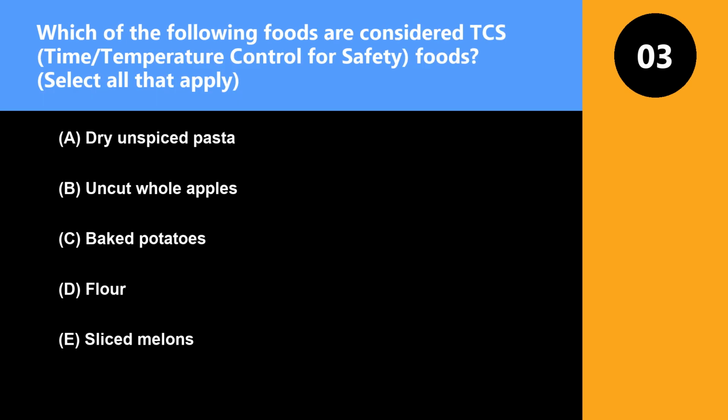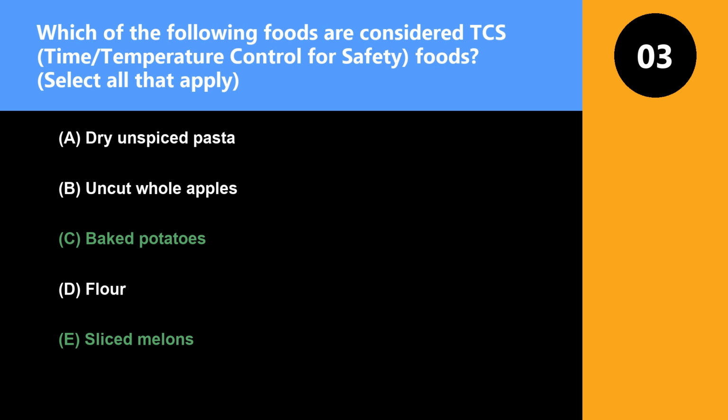Question 3. Which of the following foods are considered TCS, time/temperature control for safety, foods? Option A. Dry unspiced pasta. Option B. Uncut whole apples. Option C. Baked potatoes. Option D. Flour. Option E. Sliced melons. The correct answers are options C and E.